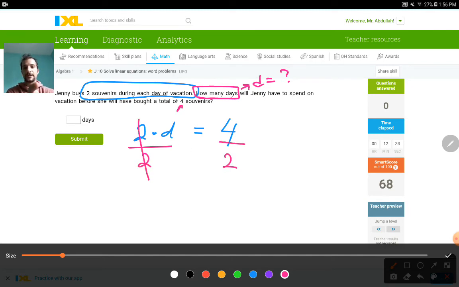So the 2's will cancel each other out so that you can bring down this D, standing for the number of days, and then bring down the equal sign over here, and then bring down the result of 4 divided by 2, which is 2. So if she has 2 days of vacation, she's going to have 4 of these items in the end. So the number of days would be 2.